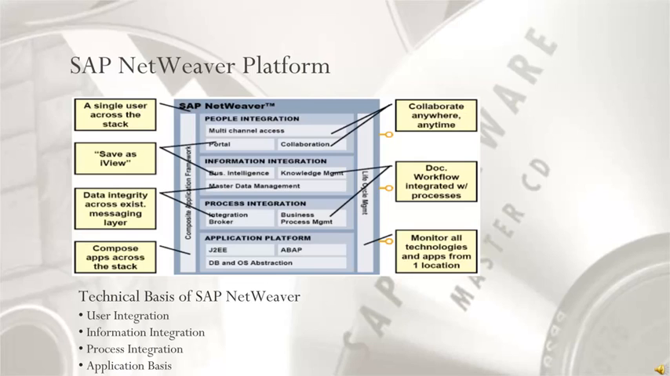At the people integration level, users are able to utilize multi-channel access. Information integration provides the business intelligence and knowledge management capabilities that provide integrated work processes. Process integration operates as a data integrity broker, pulling from master data sources and document workflow. The application platform is the technical basis across all SAP applications, and customers can develop their own applications using programming languages such as ABAP and Java.